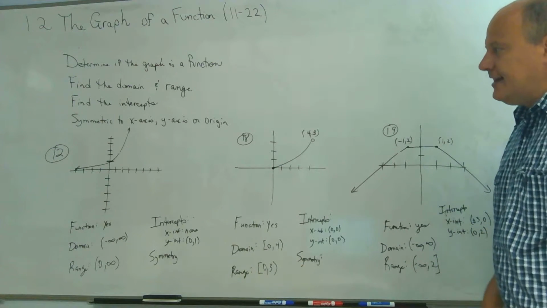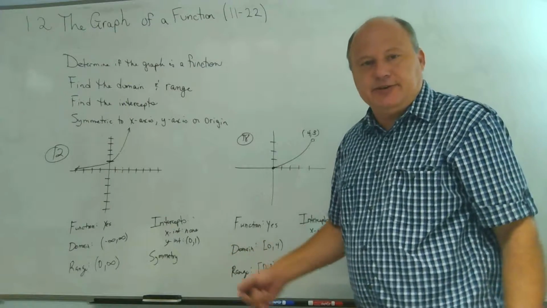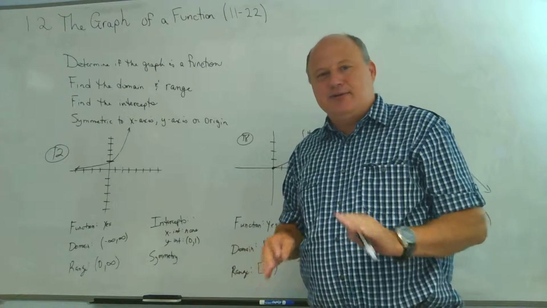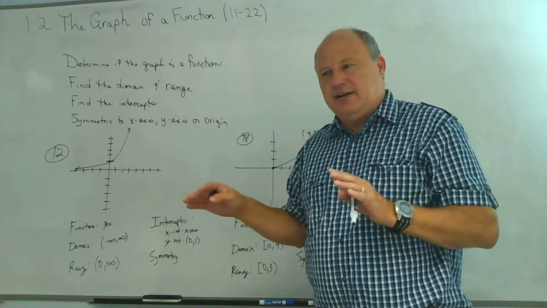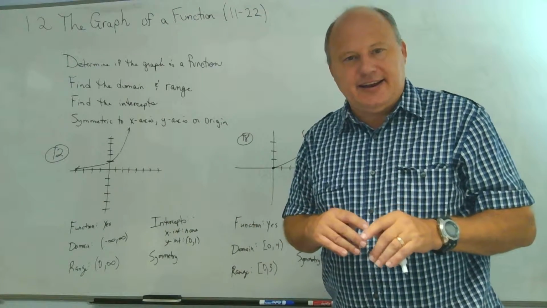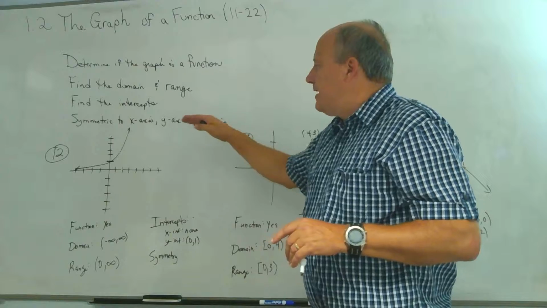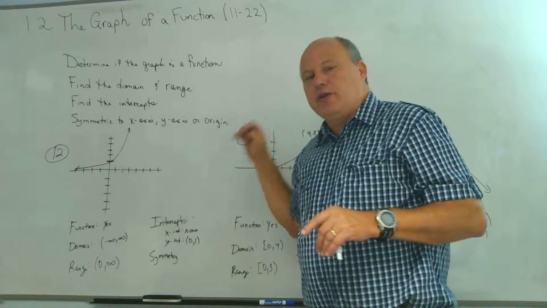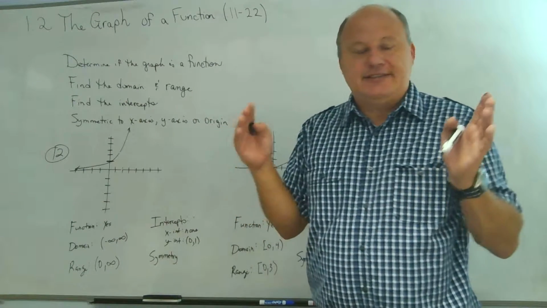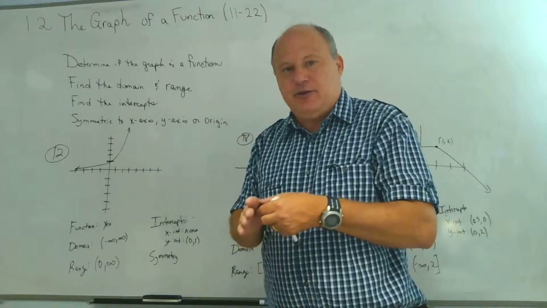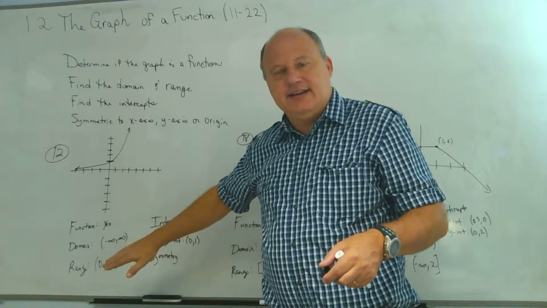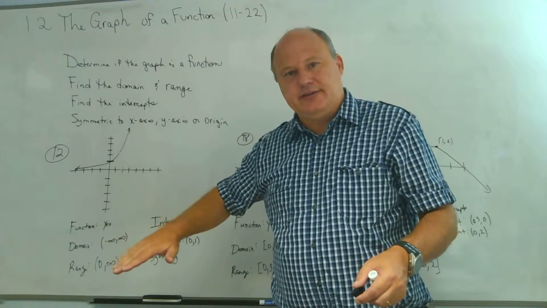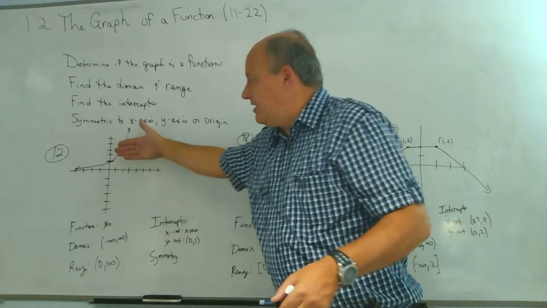And the last thing on there in the instructions is symmetry. Okay, and that's something we don't discuss really heavily in this course. It's more of a visual idea than anything else. But they want to know if it's symmetric to the x-axis, y-axis, or the origin. Now, if it's symmetrical to the x-axis, that means if you fold it across the x-axis, they lay right on top of each other. So in this one, it doesn't do that.